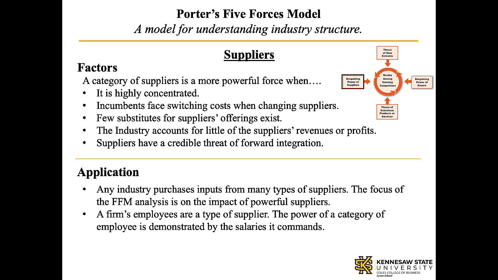Note that a firm's employees are a type of supplier. In this case, we are not talking about individual people. That is, instead of considering whether one person as an accountant would be a better hire than another person as an accountant, the focus here would be on the availability of accountants in general.